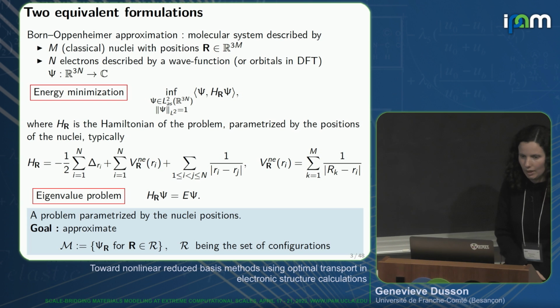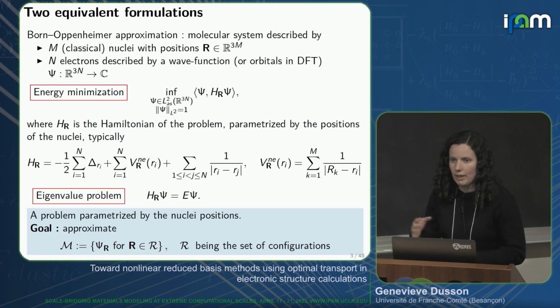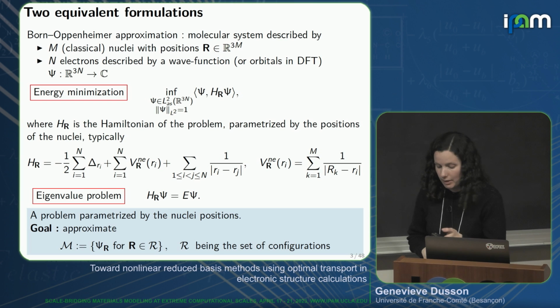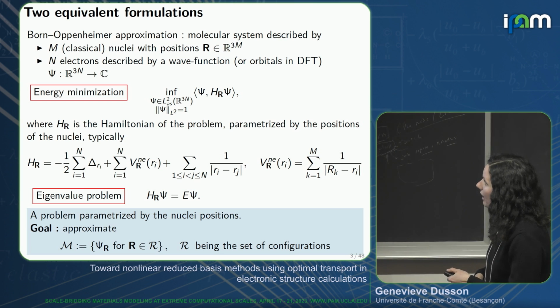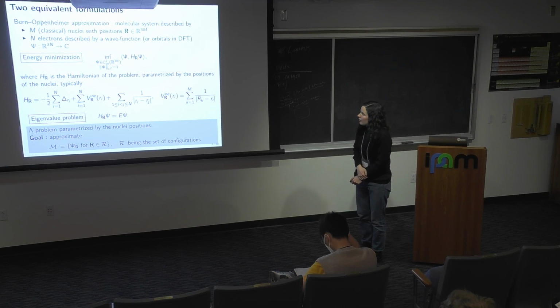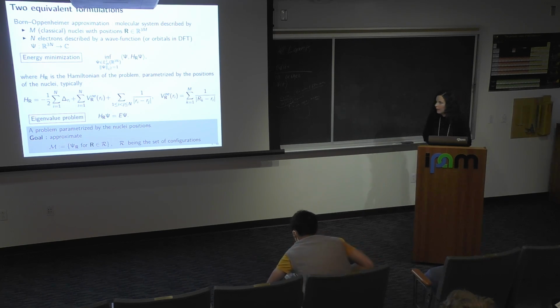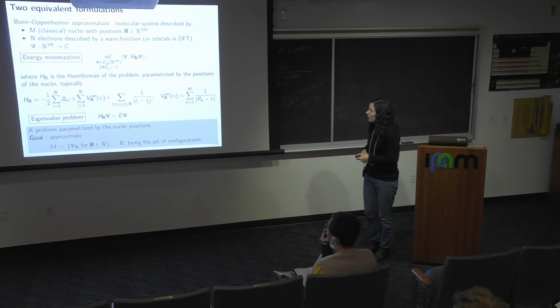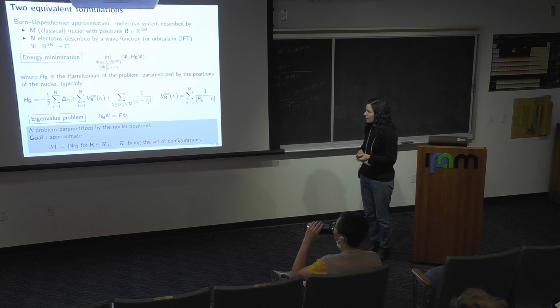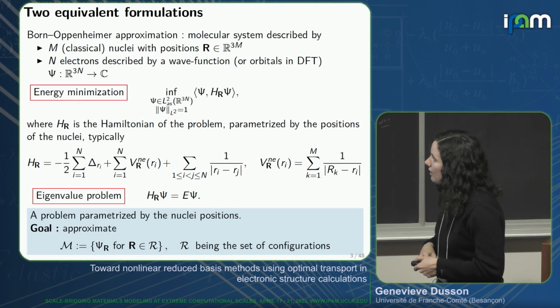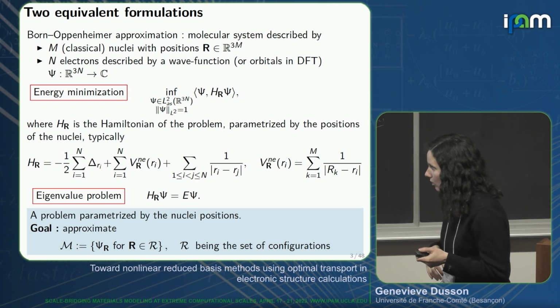Okay, so in this presentation, I will focus just on the ground state problem, which is the problem of minimizing the energy of a given system, and I will be in the Born-Oppenheimer approximation, so that the molecular system is described by M nuclei indexed by their positions R in the space, and then the electrons will be described by a wave function or orbitals in DFT. And so the problem we are looking at is an energy minimization problem, where H of R is the Hamiltonian of the problem and has several parts. One part with a Laplace operator coming from the kinetic energy, one part modeling the interaction between the electrons and the nuclei, and the electron-electron interactions involving Coulomb potentials.